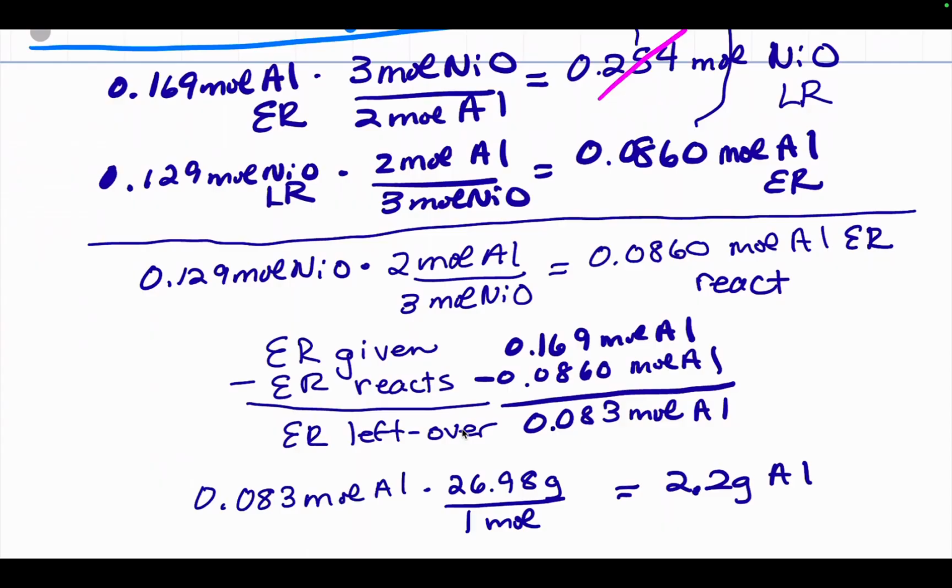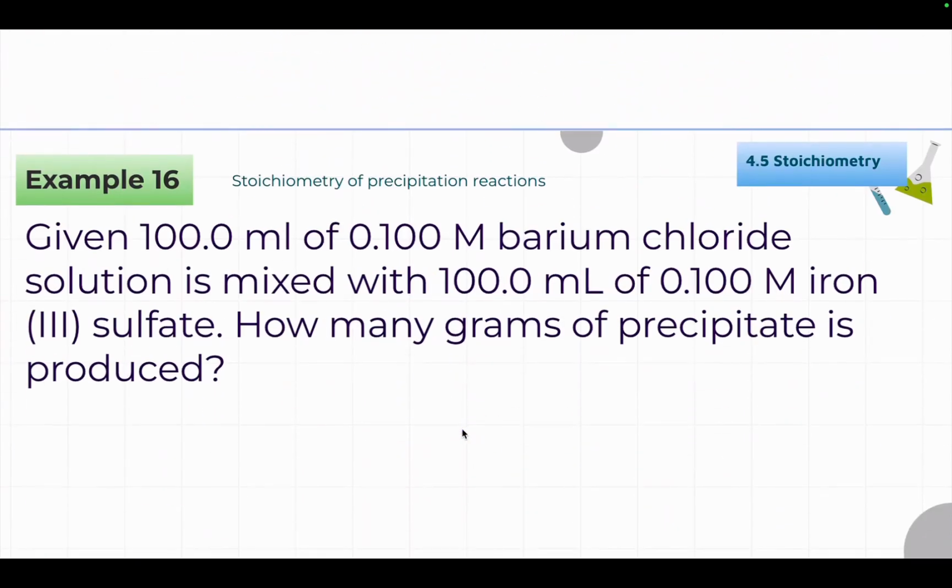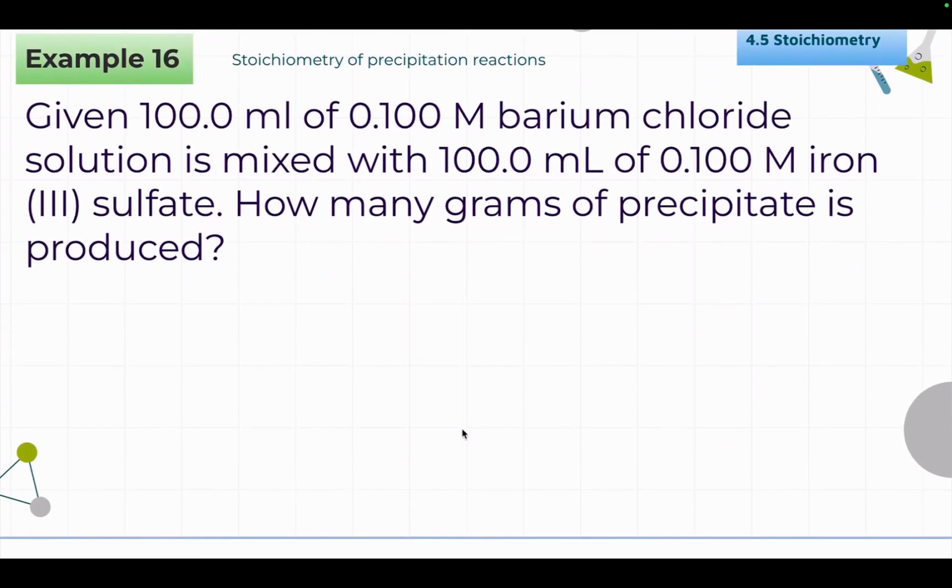Let's do another problem. So the next problem we're going to do is a solution stoichiometry problem. So in this question, we are given 100 mL of 0.1 molar barium chloride, and it's going to mix with 100 mL of 0.1 molar iron(III) sulfate. How many grams of precipitate are formed? So what we want to do first is, if we're not given the balanced chemical equation for stoichiometry, we have to write it.